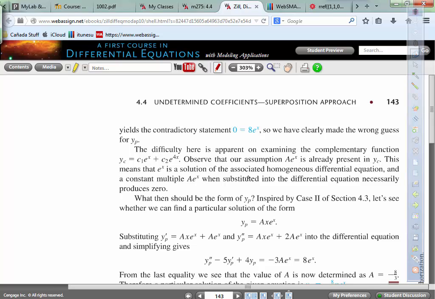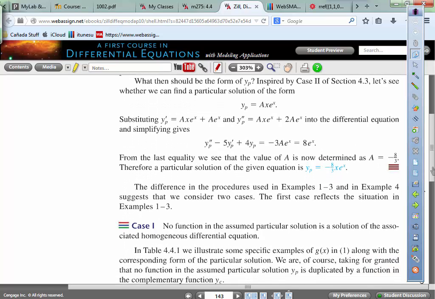It's already present in yc. This means that e to the x is a solution, and the constant multiple is substituted into the differential equation. This produces 0. So for y particular you should tack on an extra x. Yeah, so we got to tack on an extra x.